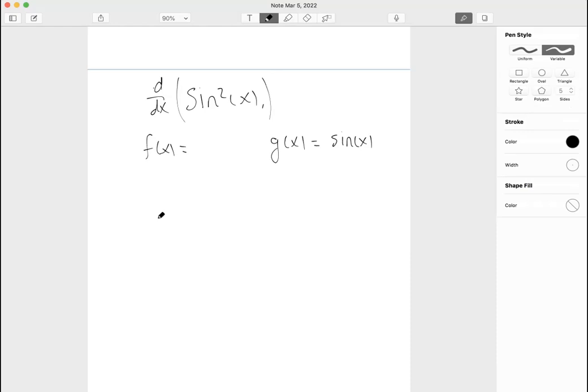Basically, sine squared x is sine x times sine x. So f of x would just be sine of x as well, right? Product rule, you could do that, and that's fine. But you could also think of this as a chain rule. Can you represent this as a composition? f of x is x squared. Yeah, x squared. Does that make sense? If you plug sine into x squared, you get sine squared, right?